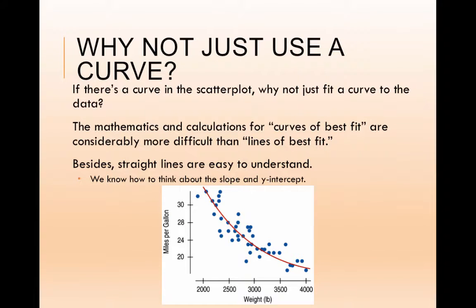But why not just use a curve? If there's a curve, just put a curve to it. The problem here is that the mathematics for a curved calculation or curves of best fit is a lot more difficult. It's more difficult to do, and it's more difficult to interpret. Straight lines are easy to understand. We know how to think about the slope. We know how to think about the y-intercept. But as soon as we are changing slope to just a rate of change, which changes from data value to data value, it's hard to think about that. So we like to keep things straight.